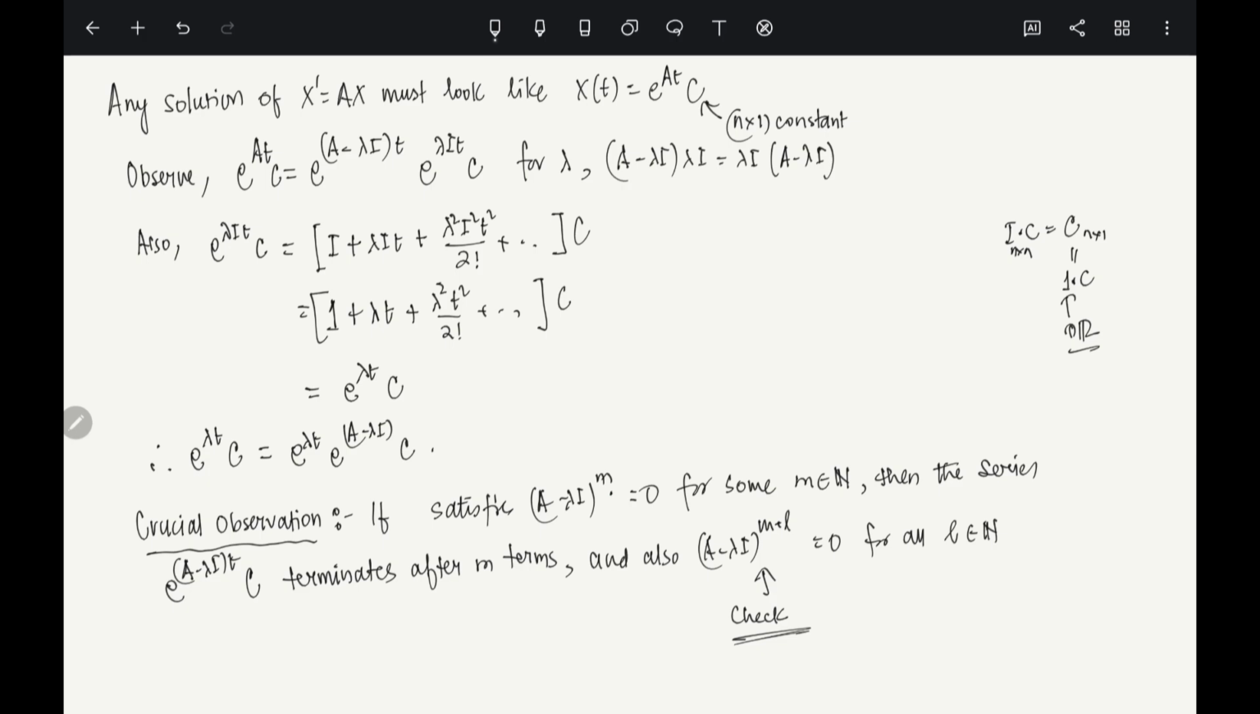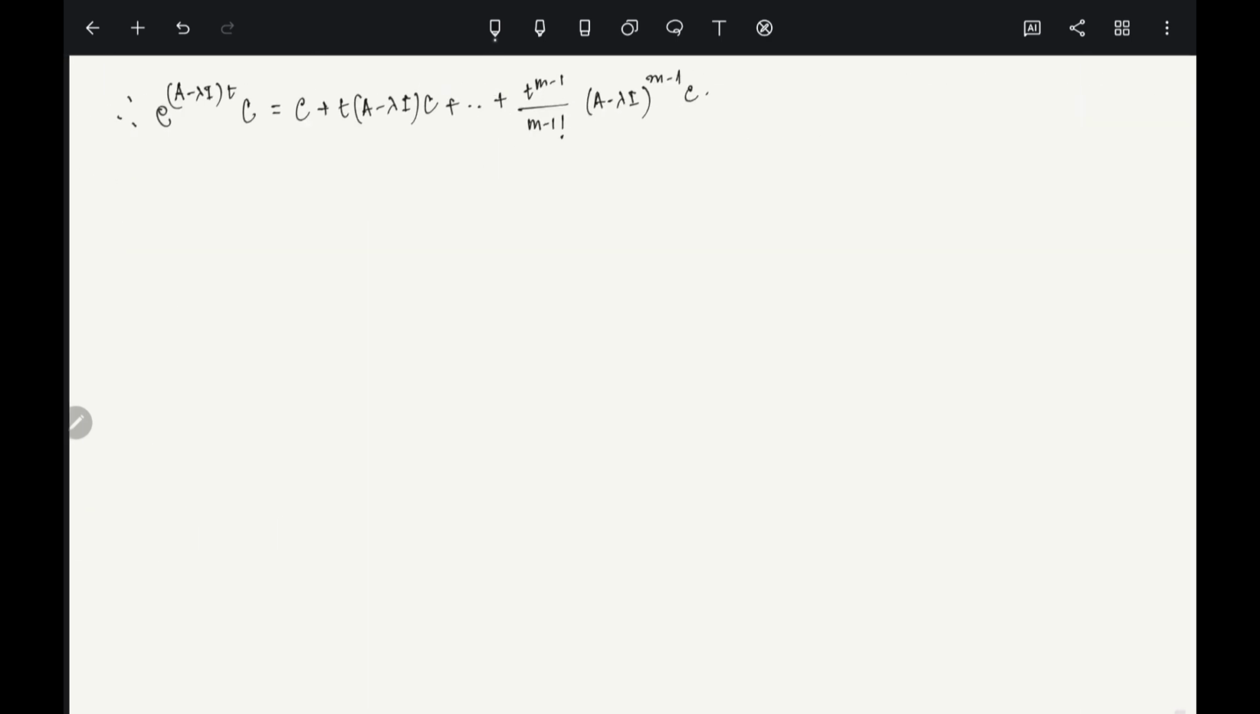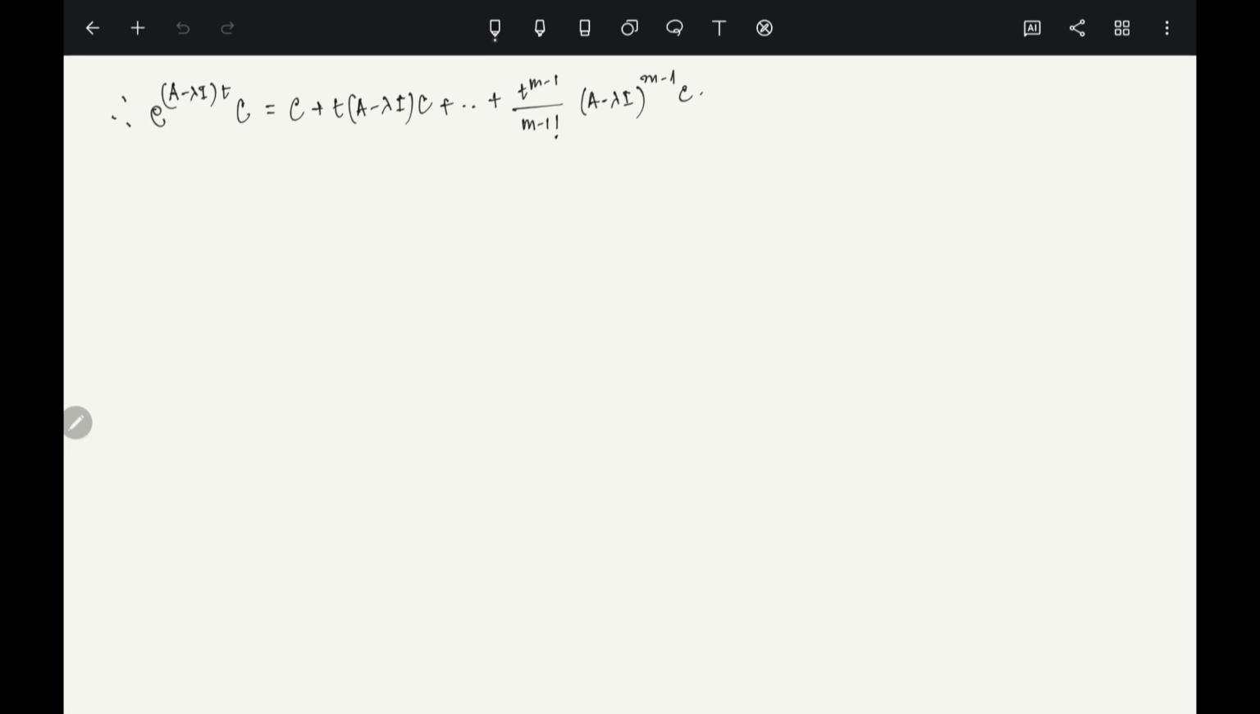Maybe write it as C. So basically, I am trying to find an m such that A minus lambda I whole power m is going to be a 0 matrix essentially. So that matrix acting on any vector C is going to be 0, so it's not a problem. We will just write it like this. Clear? And then what happens is, you see, e power At times C.